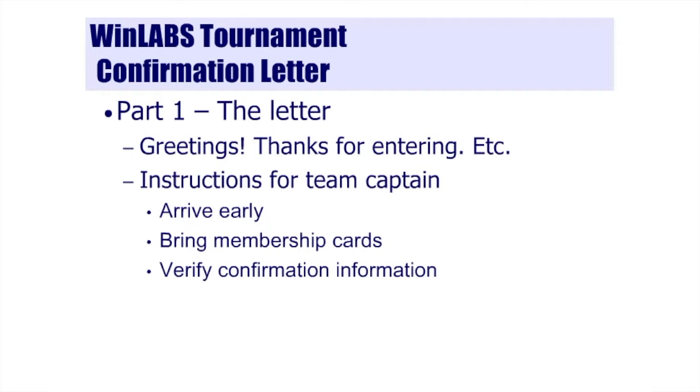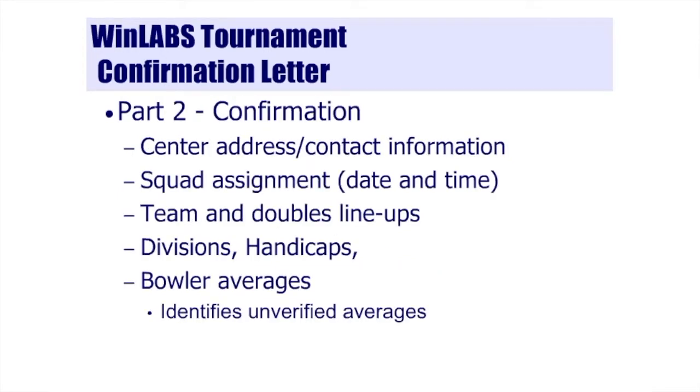Some associations prefer to create a canned letter that they can make copies of and include with the mailing of the WinLABS confirmation report. If you skip the letter portion, it will reduce the WinLABS confirmation to a single page in most cases. The second part of the confirmation letter provides center information, the date and times of the assigned squads, team lineups, divisional assignments, averages, and handicaps. It will also identify bowlers that provided an average that could not be automatically verified. Instructions as to what to do in such cases could also be part of your letter.